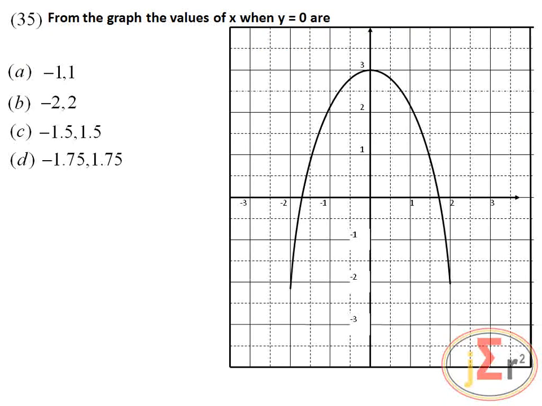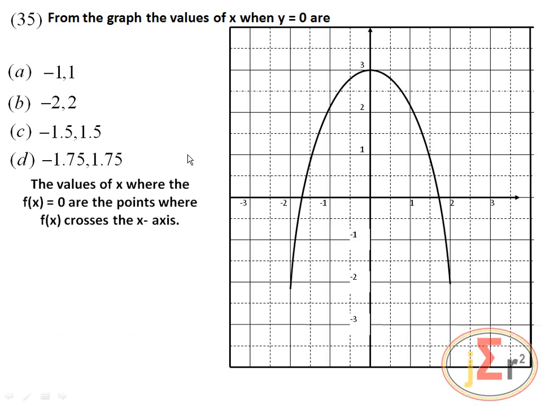From the graph, the values of x where y is equal to 0. What are those values of x where y is equal to 0? The values of x where f of x is equal to 0 are the points where f of x crosses the x-axis. So, at the points where this curve crosses, because we have more than one of them, this one right here and this one, those values are the values of x when y or f of x is equal to 0.